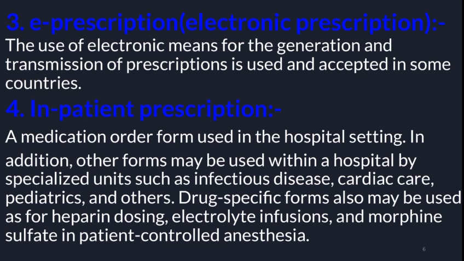Third one is e-prescription, electronic prescription. This prescription is used to avoid errors. Misuse and errors are prevented by using the electronic prescription. In this, the prescriber uses the computer to transfer the prescription. The prescriber will type the prescription in the computer and transfer it directly to the pharmacy computer, so that misuse and errors are prevented.